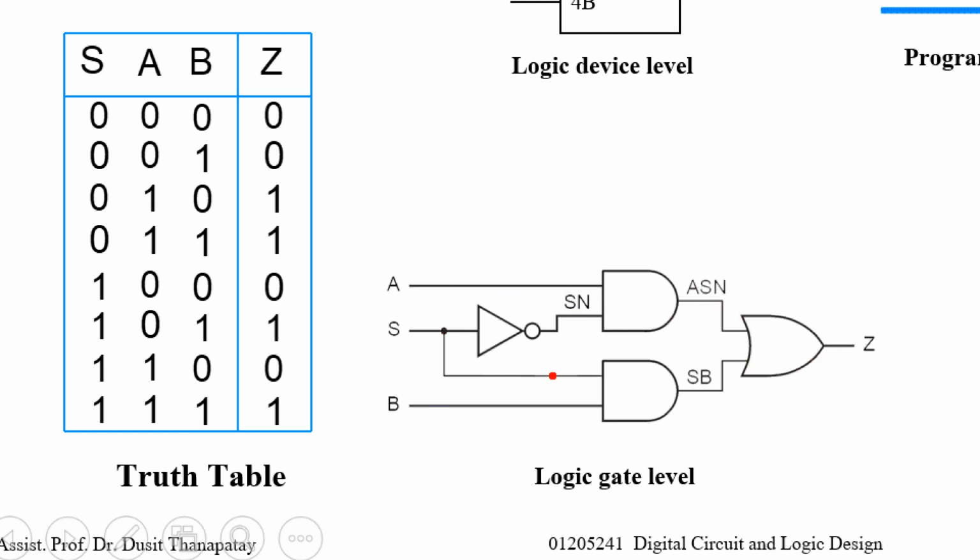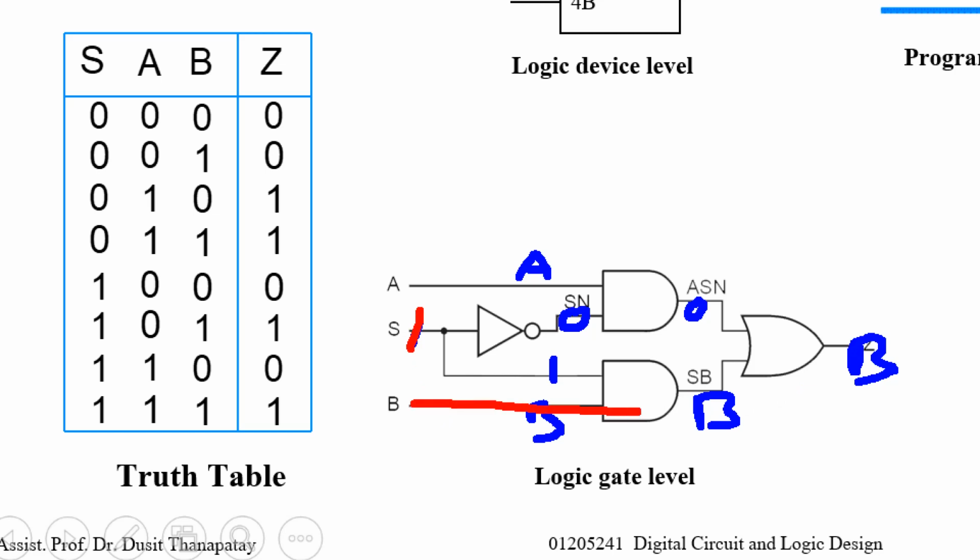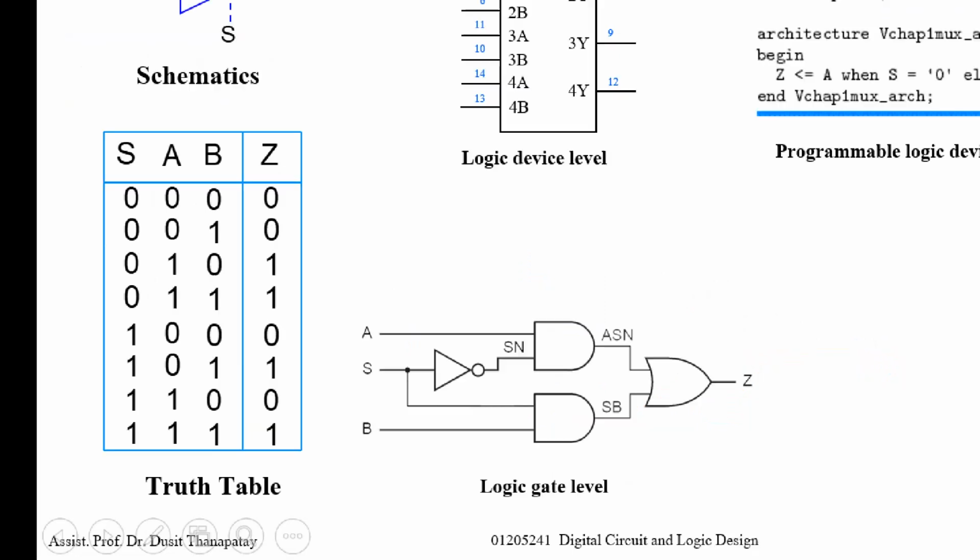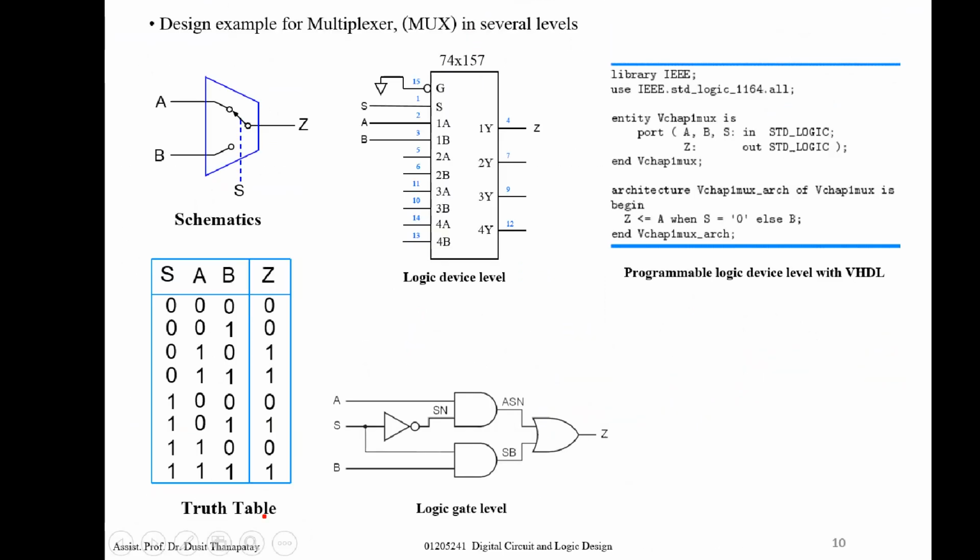On the other hand, when S is 1, what happens? This output is 0, 0 and A is 0. 1 and B is B. B or 0 is B. So now when S is 1, the data input from B will go to the output. This is a multiplexer implemented by logic gates.